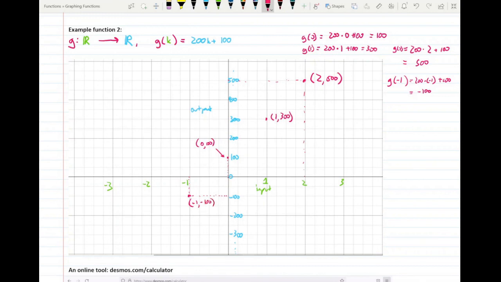Now, if you've come into contact with linear functions before, you know just by looking at the function rule itself that this function should look like a line. So when we graph it, that is indeed what we get, a very linear relationship between k and g of k.